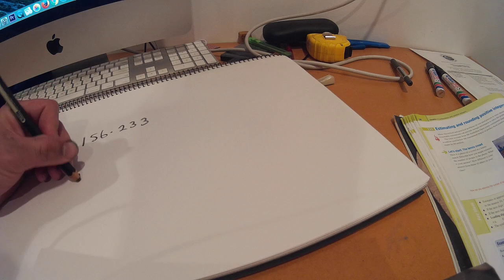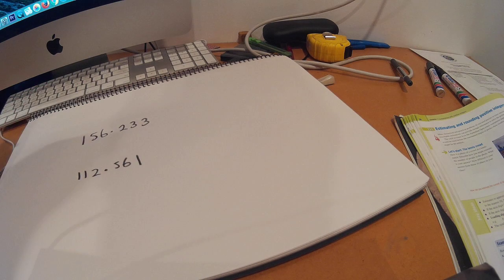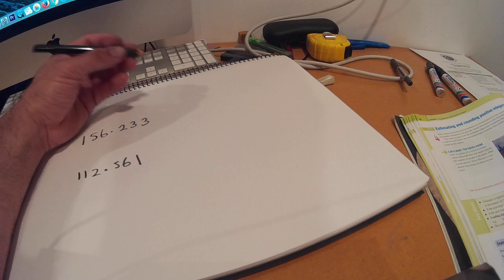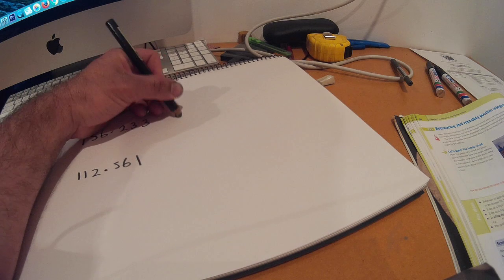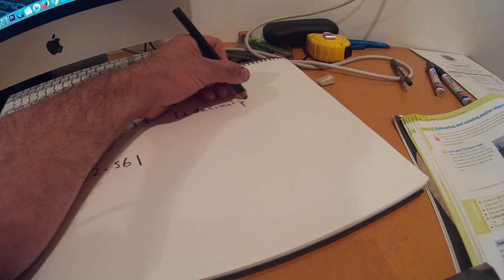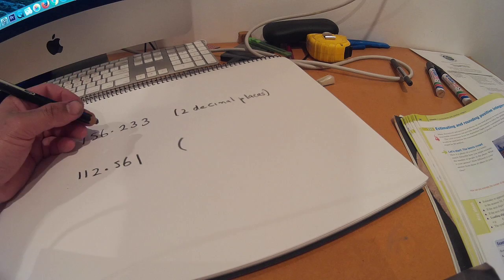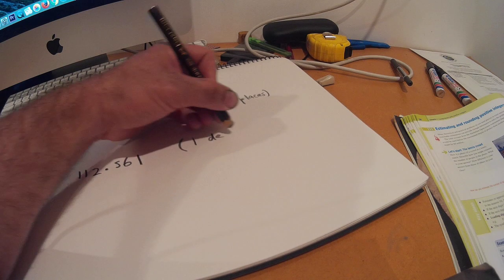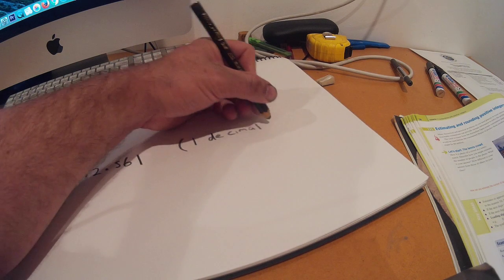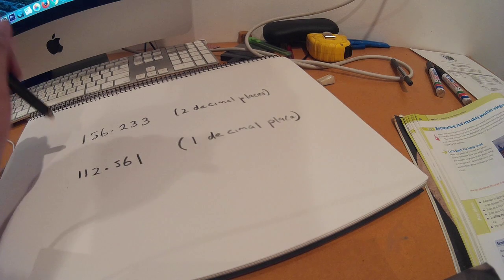I'll go 156.233. I'll go 112.561. And let's do this to 2 decimal places, rounding. And this one, we're going to do to 1 decimal place. And we have to remember how to work out our critical digits.